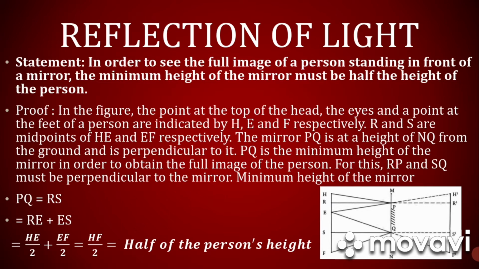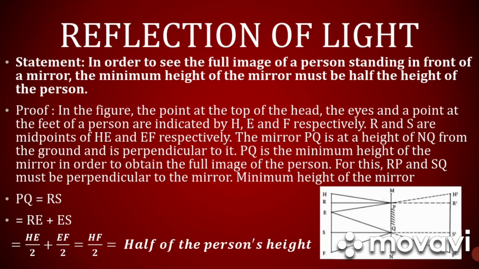For this, RP and SQ must be perpendicular to the mirror. Minimum height of the mirror PQ is equal to RS, that is equal to RE plus ES, that is equal to HE/2 plus EF/2, and that is equal to HF/2, because RE is equal to half of HE and ES is equal to half of EF.